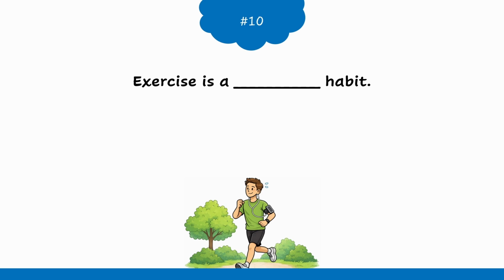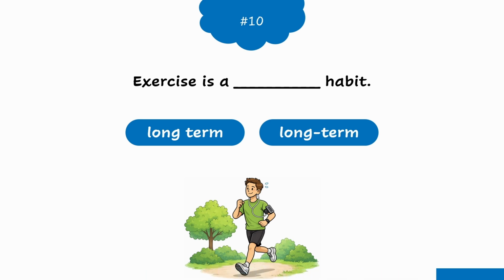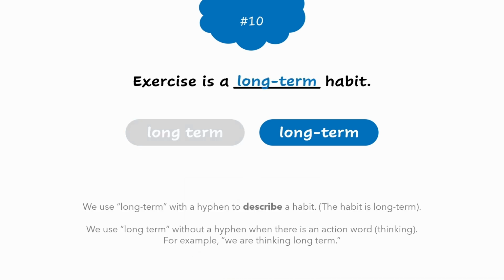Exercise is a ___ habit. The correct answer is, exercise is a long-term habit. We use long-term with a hyphen to describe a habit. We use long term without a hyphen when there is an action word. For example, we are thinking long term.